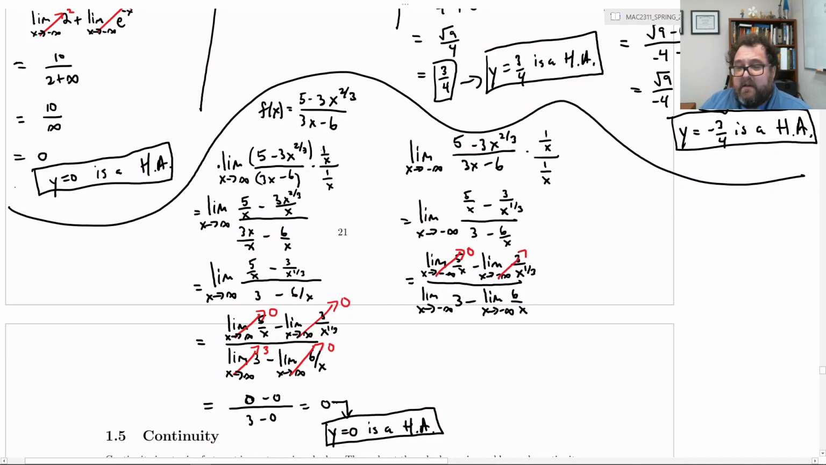Same thing on the second numerator limit on the right-hand side. The top is constant, but the bottom is growing, goes to 0. Same thing here, that's a constant. So it doesn't matter what we're approaching, negative or positive infinity, it approaches 3.